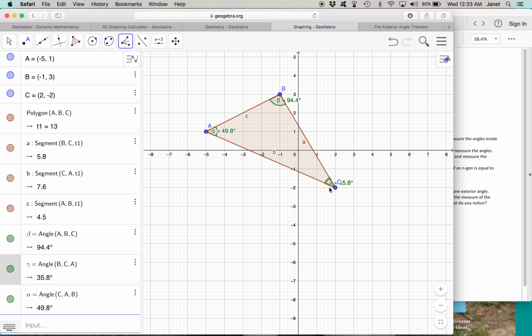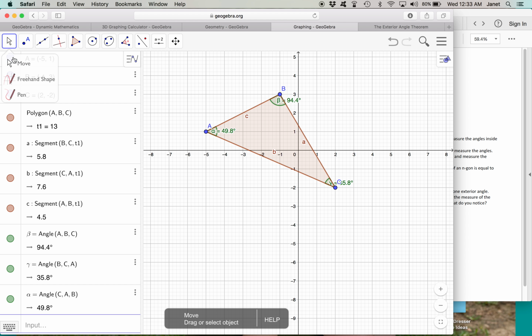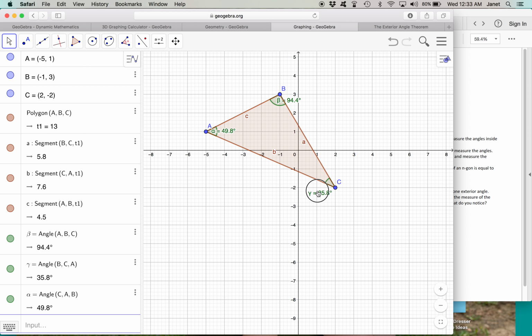So we've got our 3 angles, and notice you can't see this angle here. Well, all you have to do is select your move tool, and we can move this over here, and we can move this here, just like so. Move inside the figure, outside the figure, wherever you'd like. So now we've got our angles labeled with the measurements.